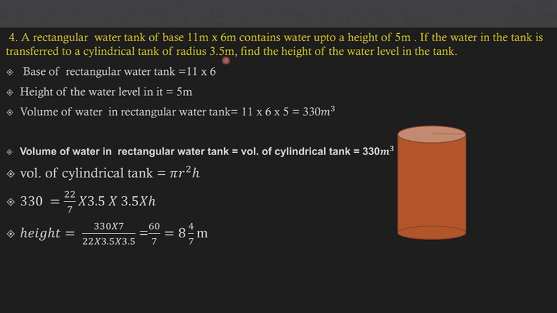We know the radius of the cylindrical tank also, which is 3.5 meters. So when you put in the values, it comes to 330, because we have found the volume of the rectangular tank, which is equal to that of the cylinder. So 330 is equal to pi r square, radius into radius, and h we need to find out. So your height will be 4 by 7 meters.